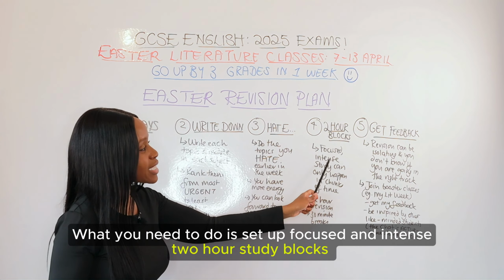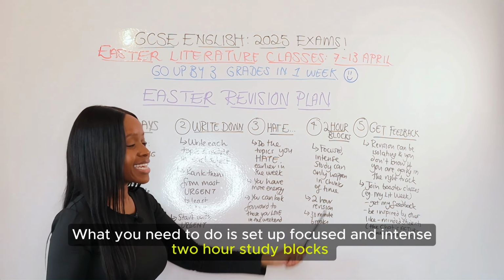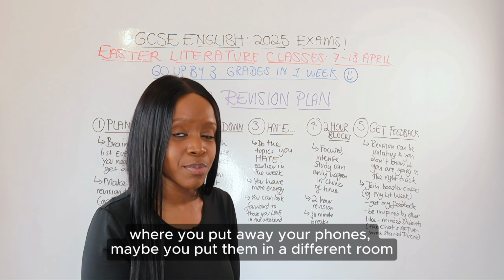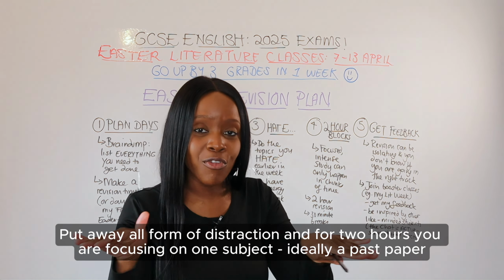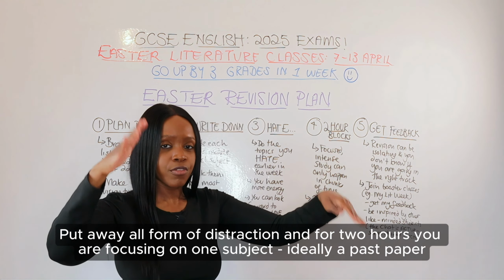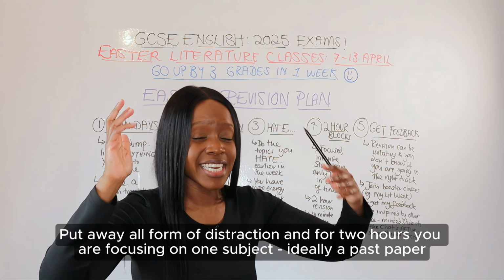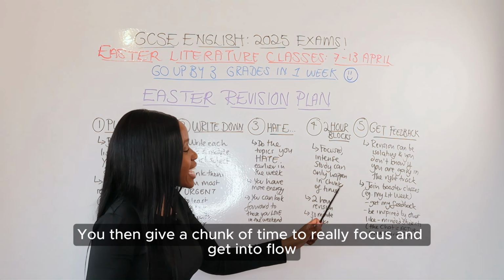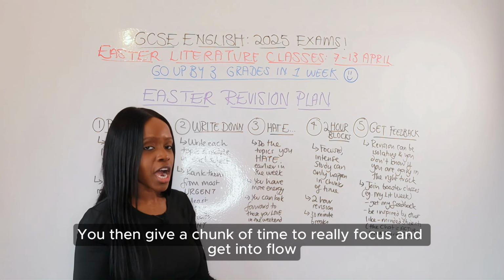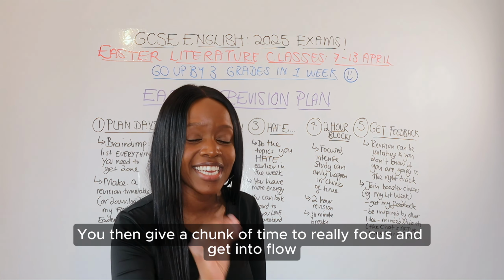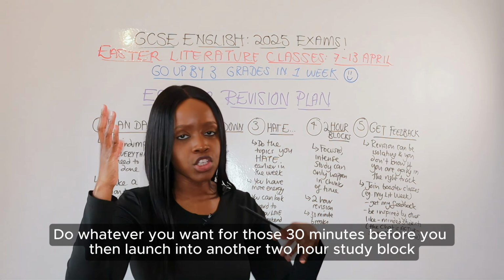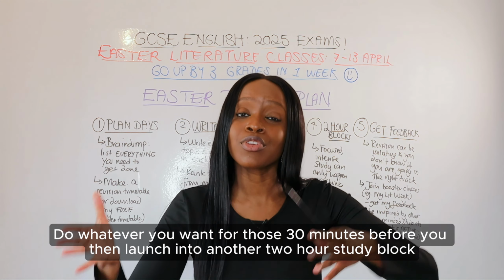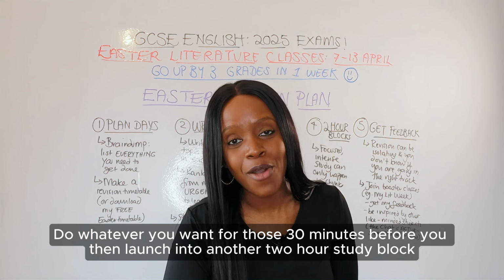What you need to do is set up focused and intense 2-hour study blocks where you put away your phones, maybe put it in a different room, put away all form of distraction, and for 2 hours you are focusing on one subject, ideally a past paper. And you then give a chunk of time to really focus and get into flow. And then after those 2 hours, have a 30-minute break, do whatever you want for those 30 minutes before you then launch into another 2-hour study block.